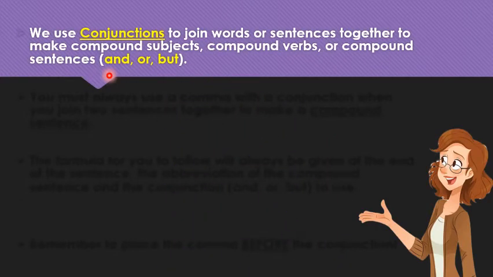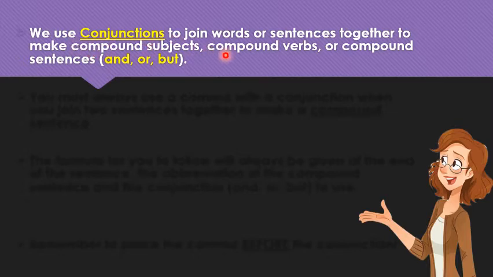We use conjunctions to join words or sentences together to make compound subjects, compound verbs, or compound sentences. Now, what do we use conjunctions for? I already taught you this, okay? We have to use it in order to join words or sentences together. For example, if I want to make compound subjects, if I want to put 2 subjects together, I have to use a conjunction in order to do that.